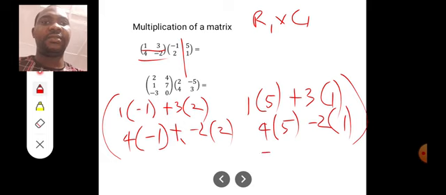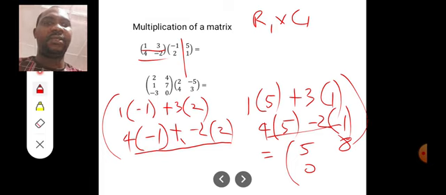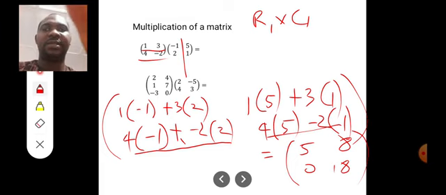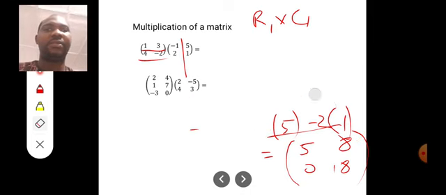Now, if we open that up, here, 1 times minus 1 is minus 1, plus 3 times 2, that will give me 5 in total. Then 1 times 5 is 5 plus 3 times 1 is 3. That's 8. Here, 4 times minus 1 is minus 4, and minus 4 plus 4 is 0. Then here, 4 times 5 is 20, and 20 minus 2 is 18. So that is what we get here. Okay? So that is the answer we get for multiplying the two matrices. Let's try the second one.